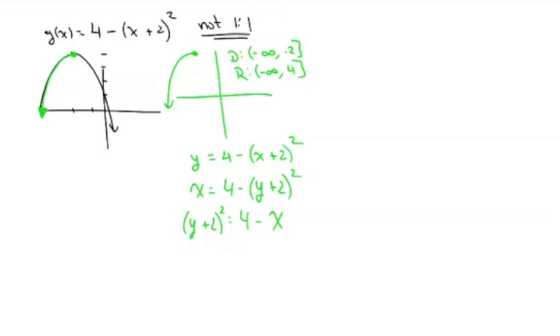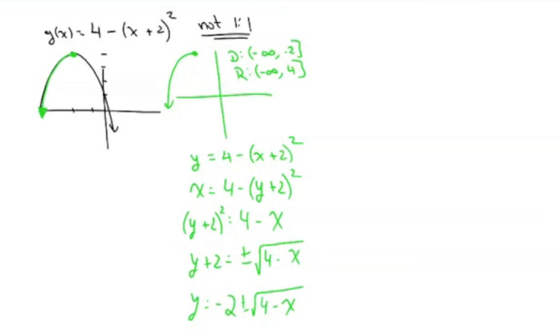How do I solve for y? Square root. So y plus 2 is equal to, I have to write it for now, plus or minus the square root of 4 minus x. There's a reason I have to write it for now. We'll fix it later on. Then finally, we subtract 2. So I get y is equal to negative 2 plus or minus the square root of 4 minus x.